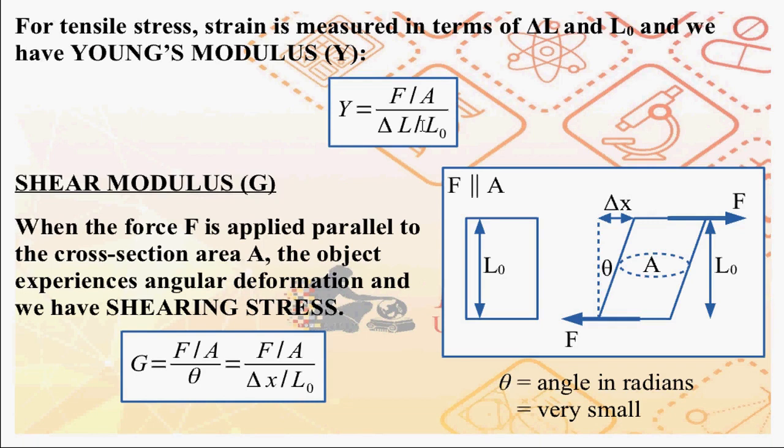And the strain is measured in terms of delta L and L0. Delta L divided by L0. Meter divided by meter. Strain does not have a unit. So Young's modulus is equal to stress over strain, which is equal to F over A divided by delta L over L0.